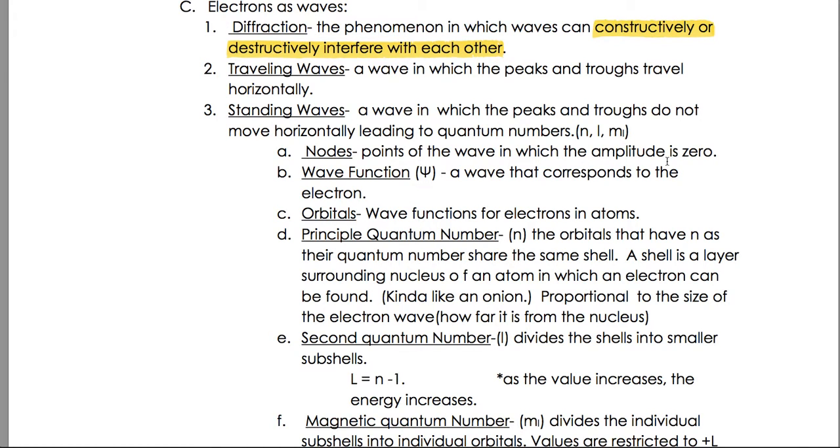The wave function psi is the wave that corresponds to the electron. Orbitals are the places where the electrons travel, and the wave functions for the electrons in atoms are assigned to the orbitals. There are some numbers that can be used to describe the different elements. An element itself has four unique quantum numbers.